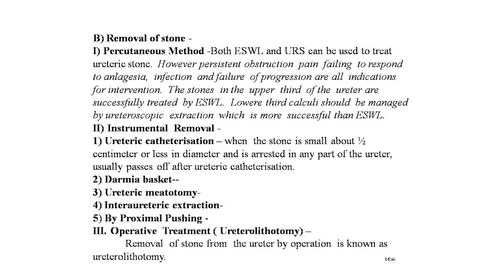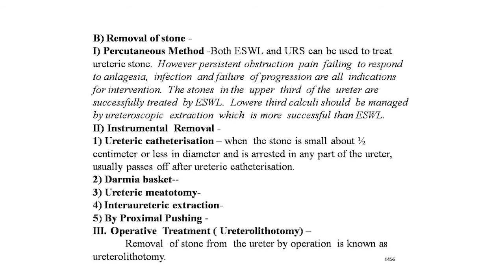Instrumental removal, that is ureteric catheterization. When the stone is small, about half a centimeter or less in diameter, and is arrested in any part of the ureter, it usually passes off after ureteric catheterization. The ureteric catheter is passed beyond the stone and 1 ml of liquid paraffin is injected through the catheter. It is then withdrawn. The stone usually passes off within a few hours of the day.